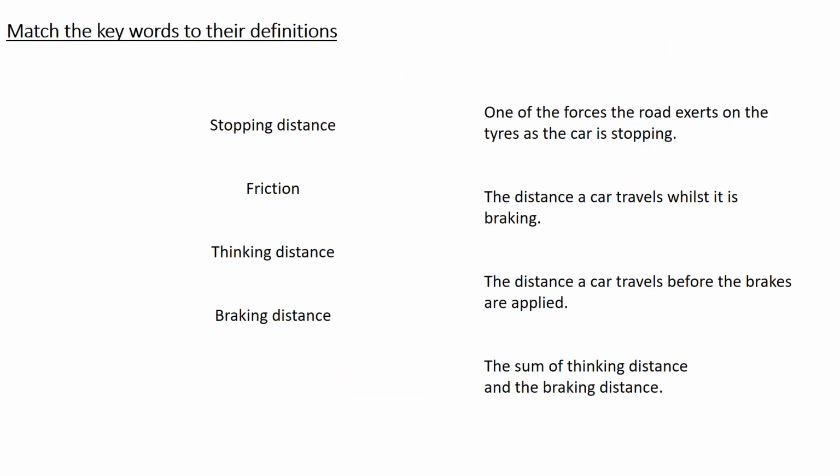So let's match some keywords, and I suggest you write these key terms down so that we're familiar with using them, because again, definitions are commonplace on the physics paper. So we've got stopping distance is the sum of the thinking and the braking distance. Friction is one of the forces that the road exerts on the car tyres as the car tyres are stopping. Okay, thinking distance, the distance the car travels before the brakes are applied.